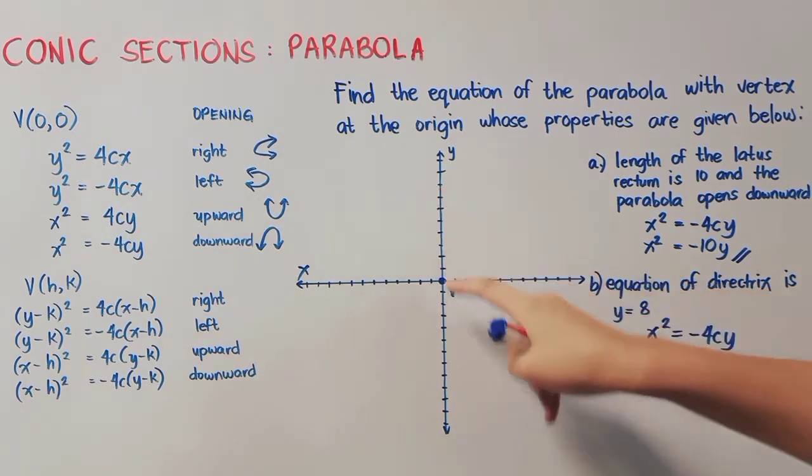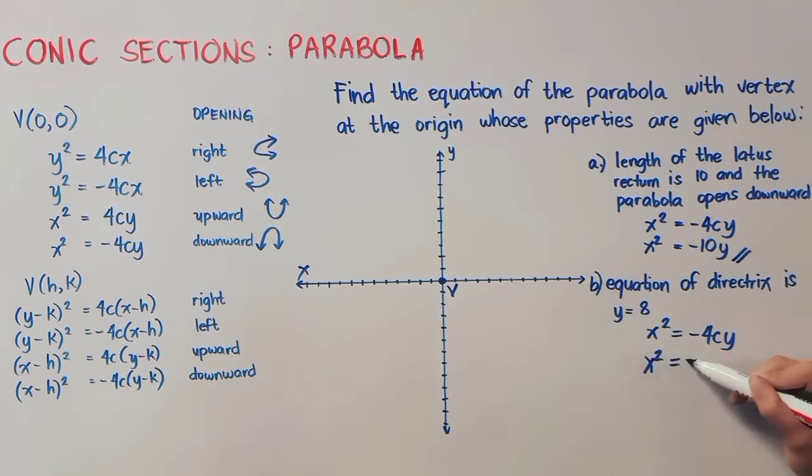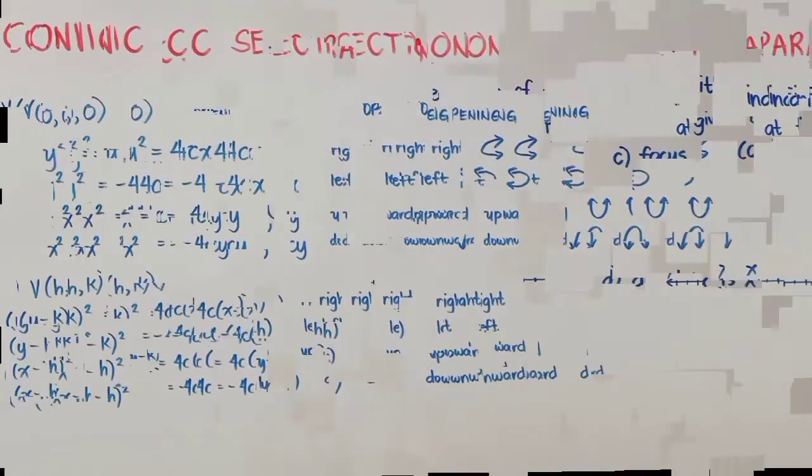Now remember that our c is the length from the vertex going to the directrix. So our c here is 8. And then we will multiply negative 4 and 8. That will give us negative 32. Therefore, our final answer is x squared is equal to negative 32y.